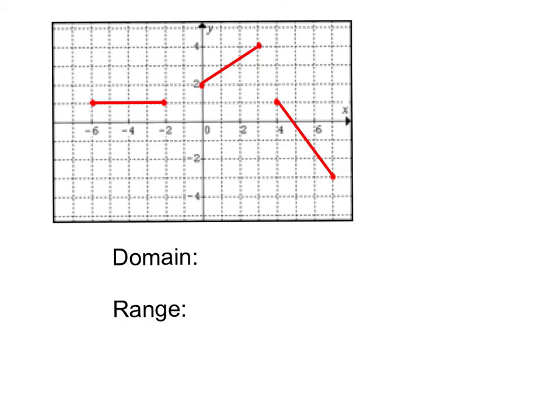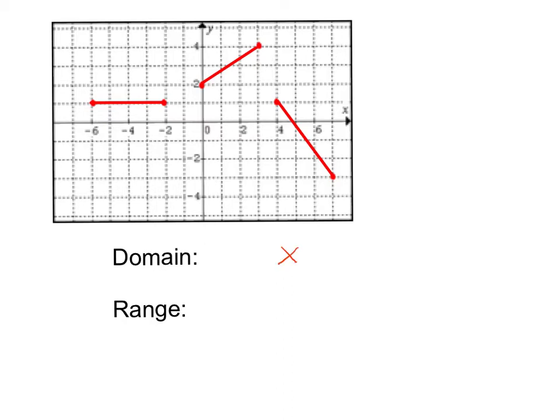So again, your domain is all the x values. So this segment goes from -6 through -2. This segment goes from 0 through 3. And this segment goes from 4 through 7. But it doesn't include everything between 3 and 4. It doesn't include everything in between -2 and 0. So you have to make sure that your domain shows that.